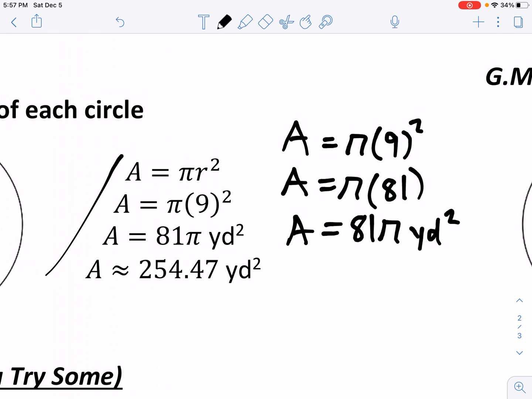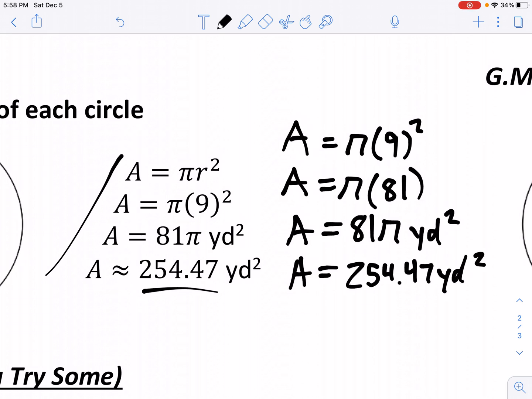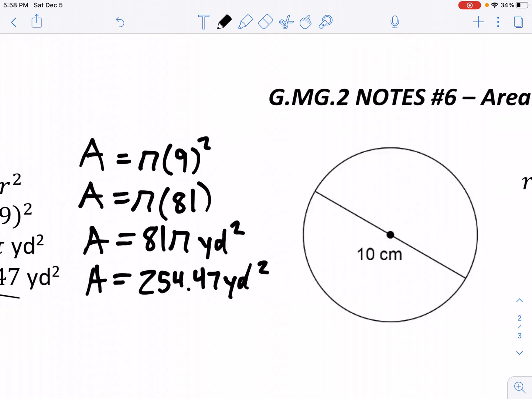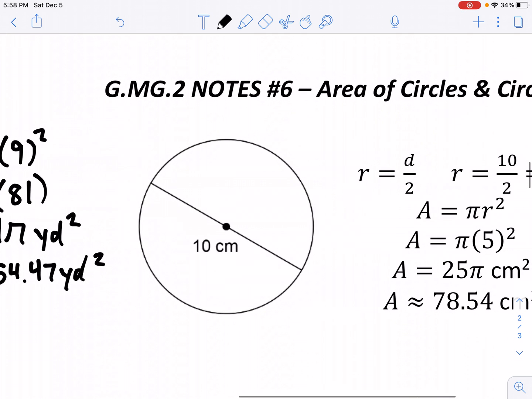Now, if we're looking for the exact answer, again, on your calculator, you could take 81 times pi, okay? You have to use that second button. And then when we multiply that out, we get what they have there, approximately 254.47 yards squared. Okay? Now, if they don't give you the radius and they give you the diameter, it's still the same process.